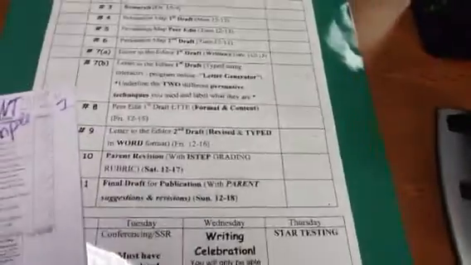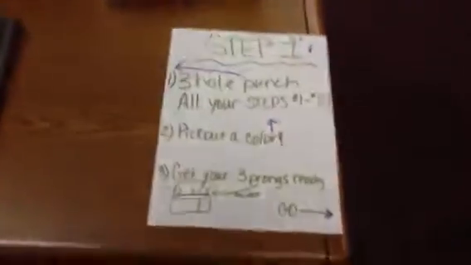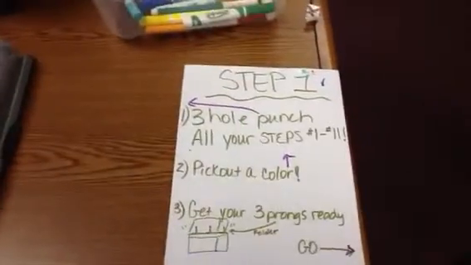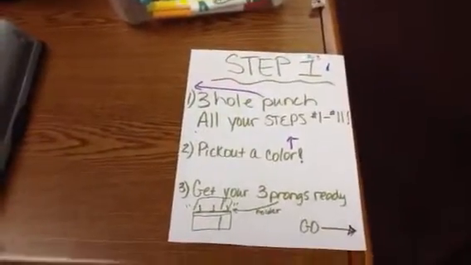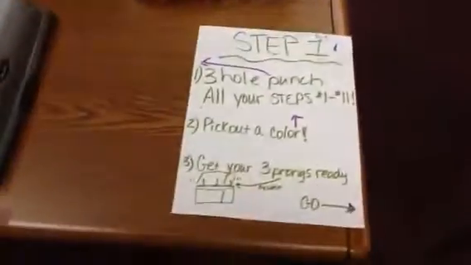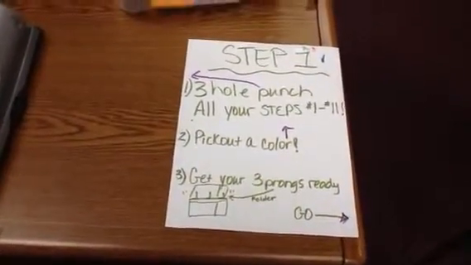To put together our portfolio, you had several student samples to look at, and your own checklist that told all the lessons that we did. You were to come over here to start putting it together. Step 1, 3-hole punch all your steps 1 through 11, pick out a color, and get your 3 prongs for your folder ready to go.